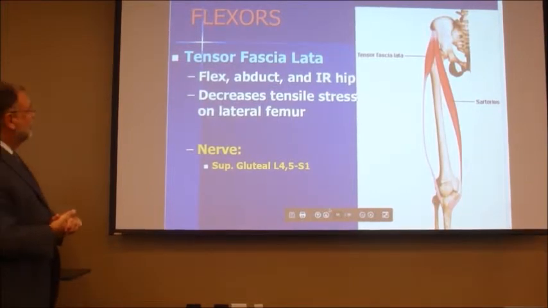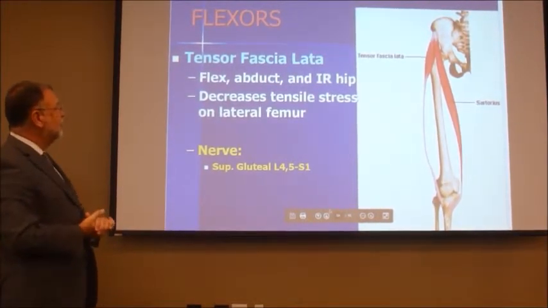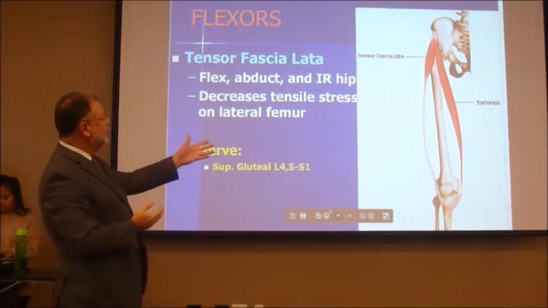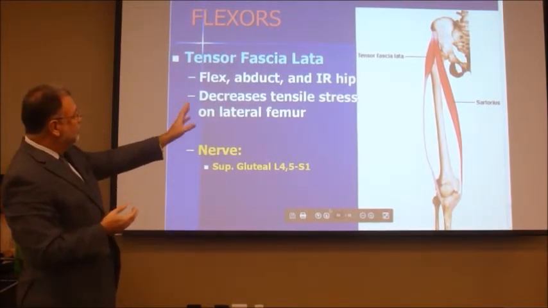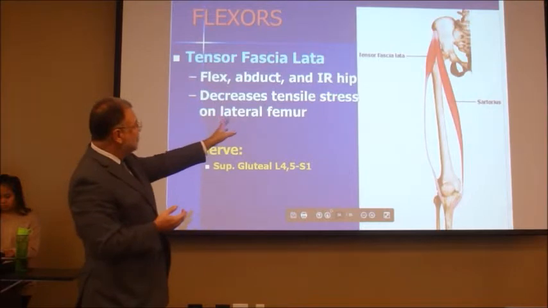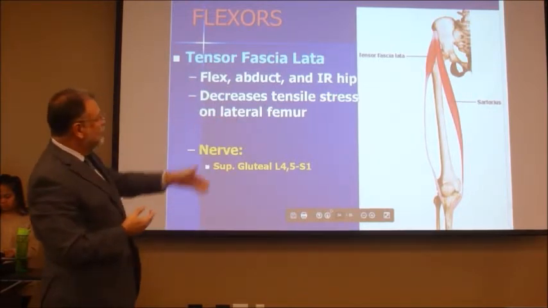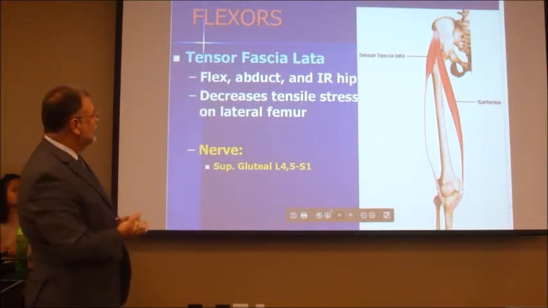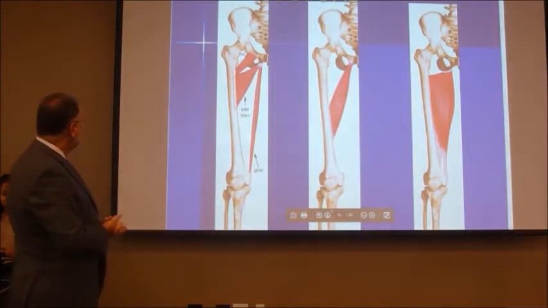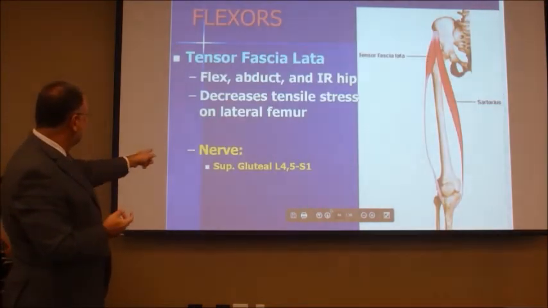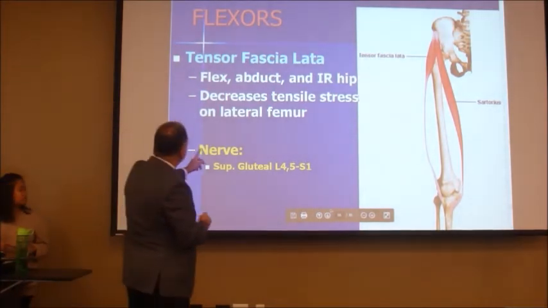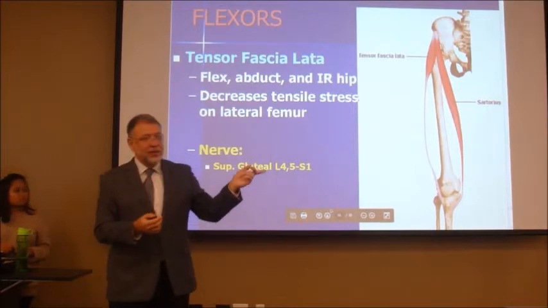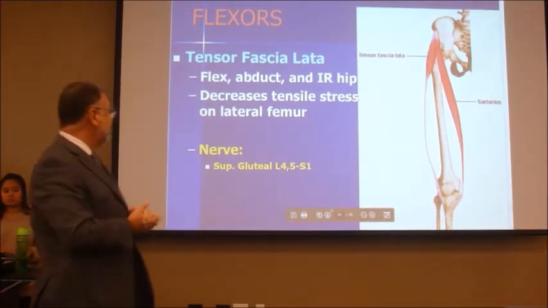Another reminder: the flexors of the hip are going to be the tensor fasciae latae and the sartorius, along with the rectus femoris, and you already reviewed the iliopsoas. Just a reminder, the superior gluteal artery and nerve is going to be giving that, and that's an L4, L5 one.